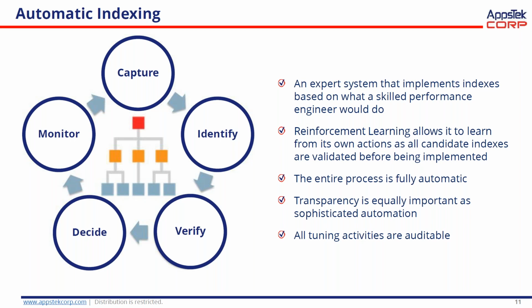So to fix those issues, again we consider three or four queries from the AWR report or the ASH report for that particular time. Again, we tune those queries, and sometimes we also use index hints to pick up the right index, which is time consuming. So this is an expert system implemented based on what a skilled performance engineer would do, and it uses reinforcement learning, which allows it to learn from its own actions, as all candidate indexes are validated before being implemented.